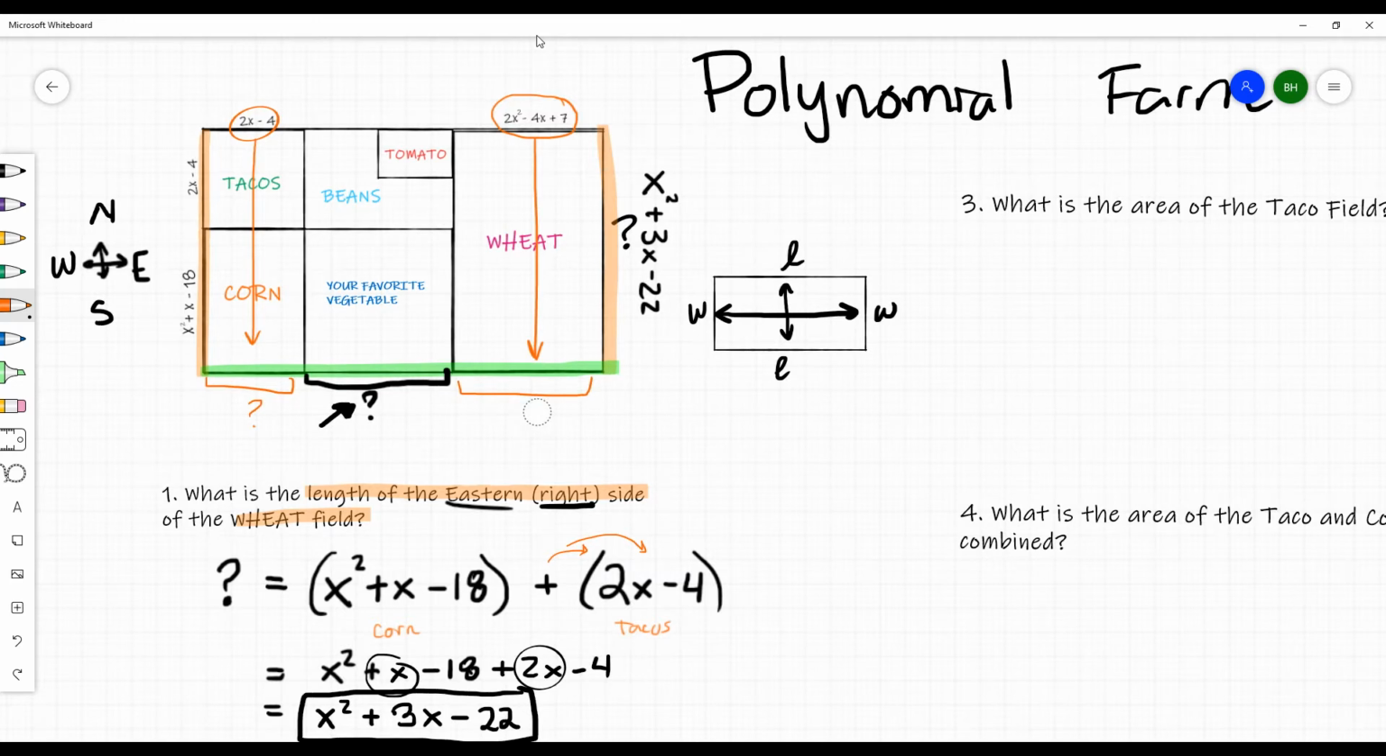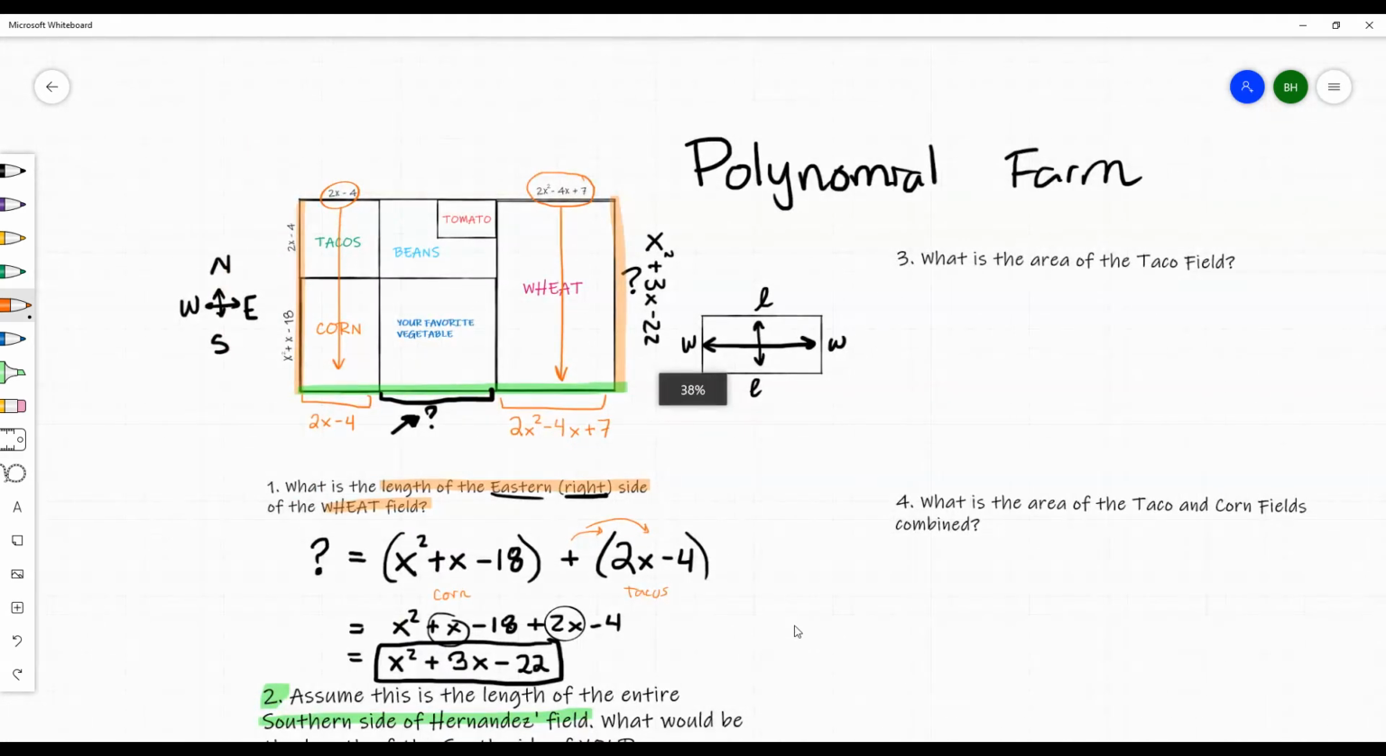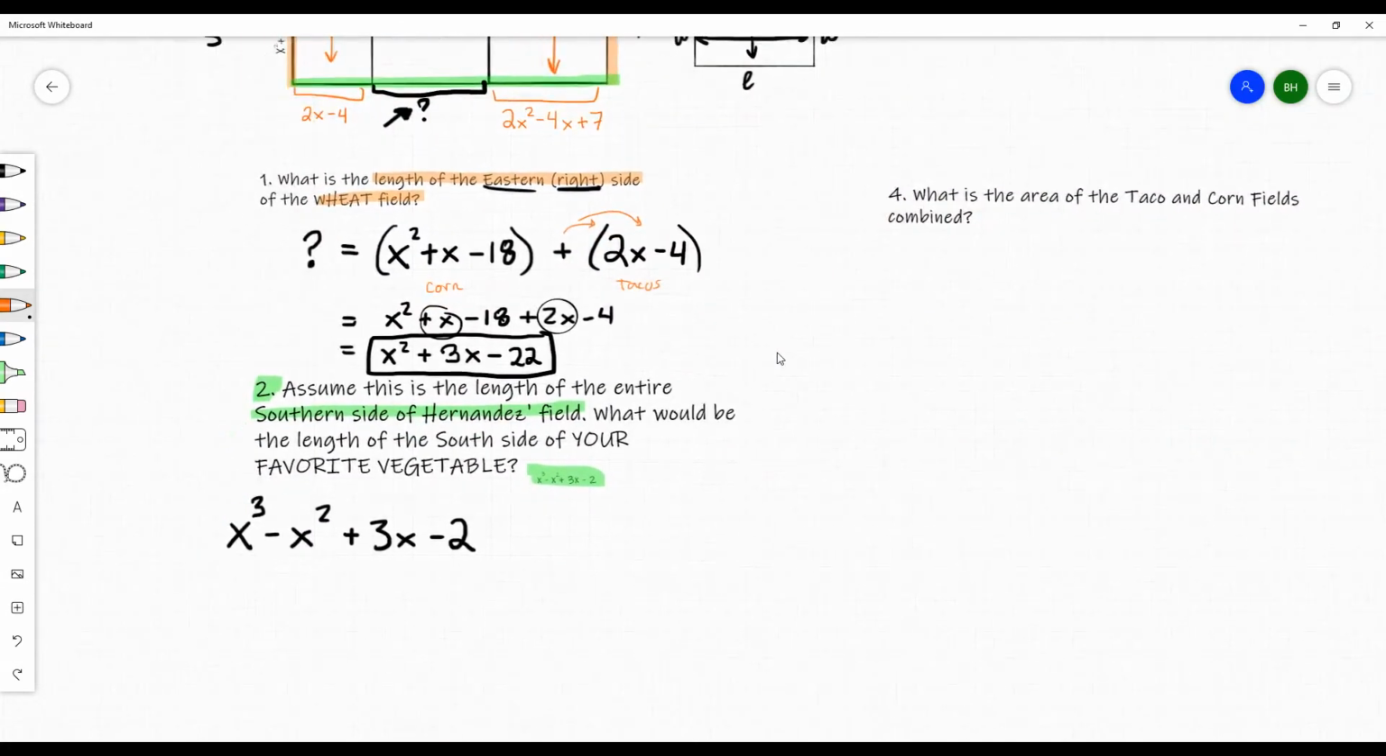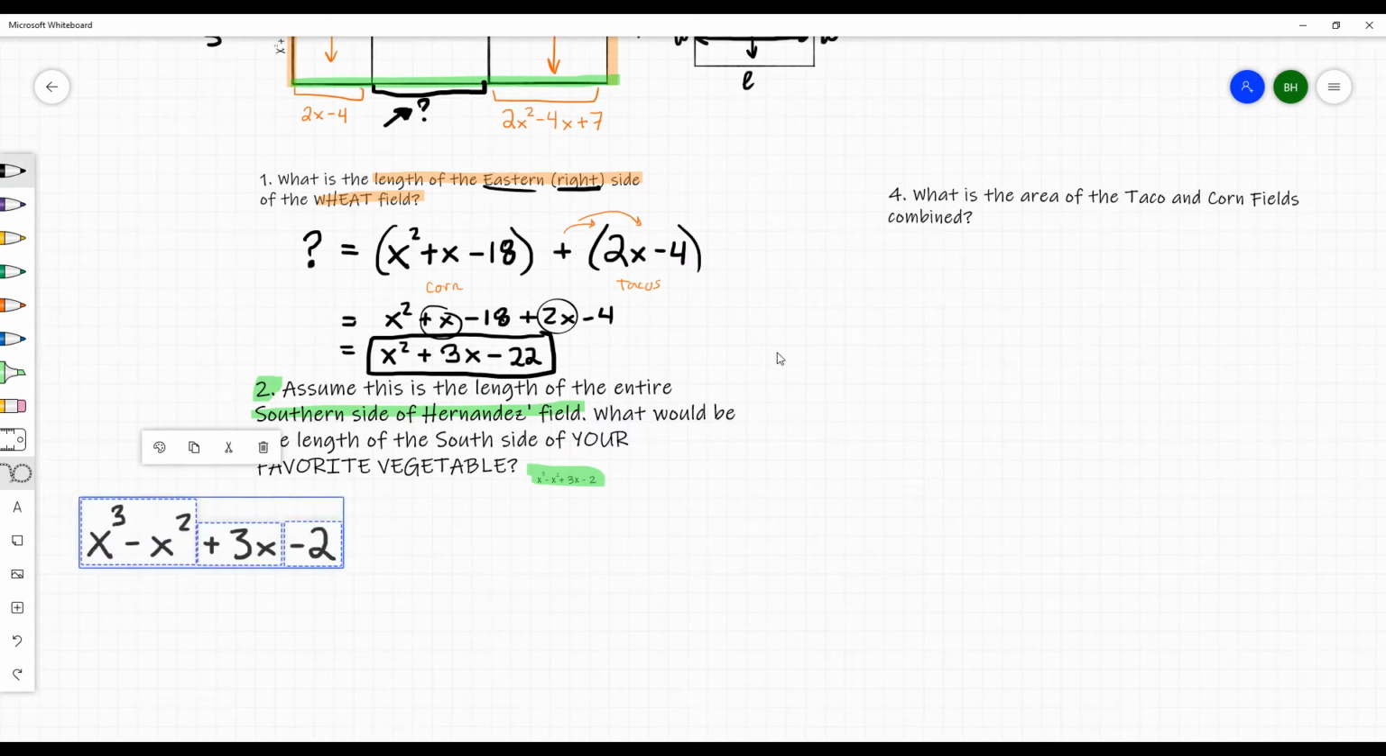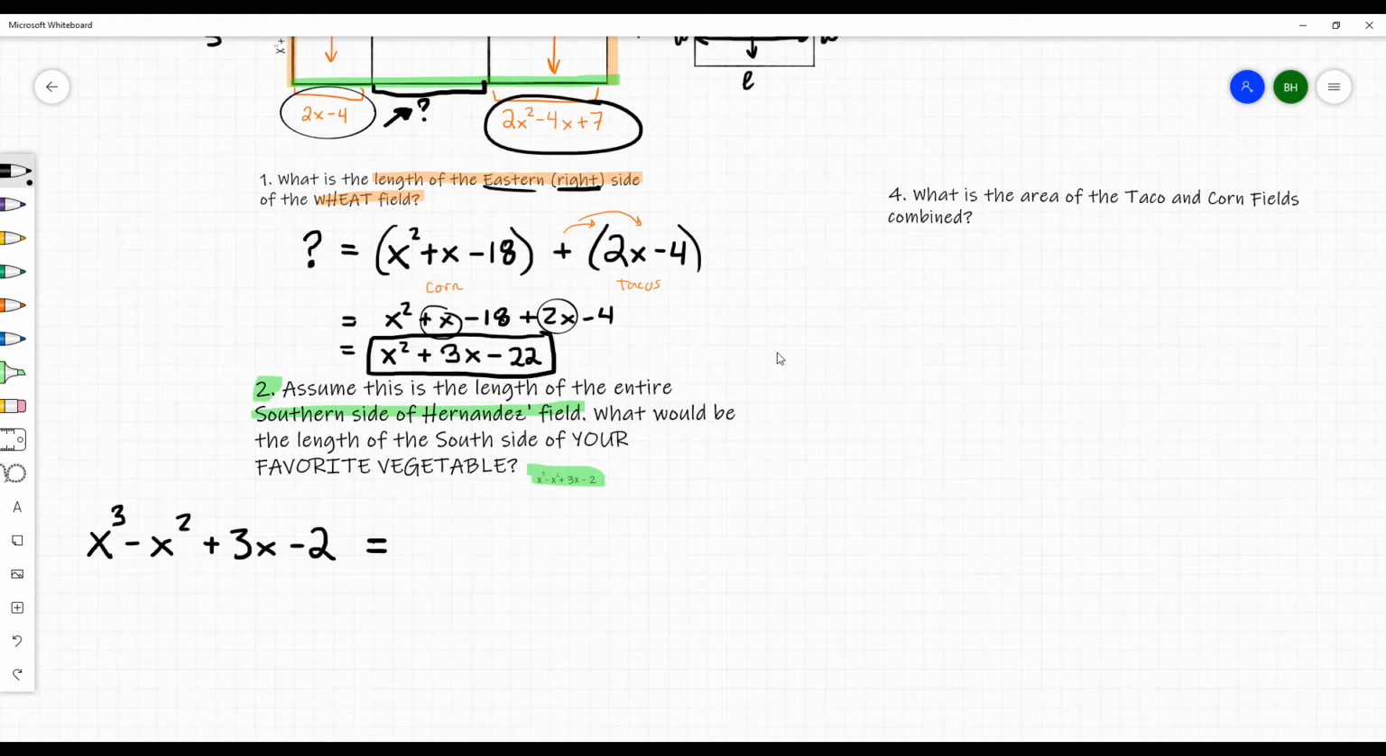So what I recommend that students do here to get a better picture is go ahead and write it in if you have a physical version of this. And now we can see that there's 3 different segments. There's a question mark here and then 2 other values. So what I'm going to do is take all of that information and say that if the entire length of that southern side of the field is this polynomial, then that's equal to these two pieces added together plus that last field.